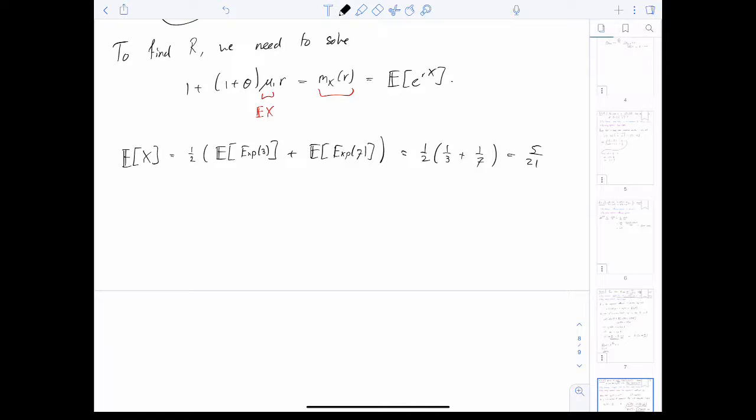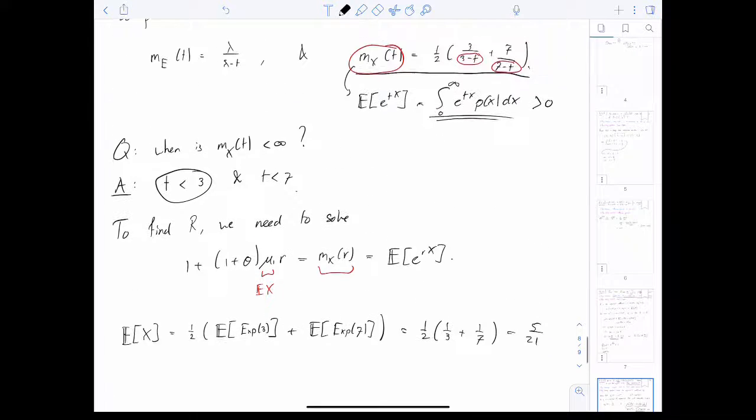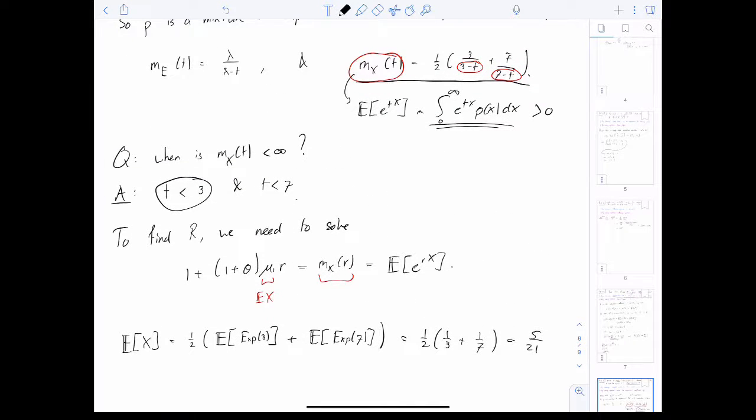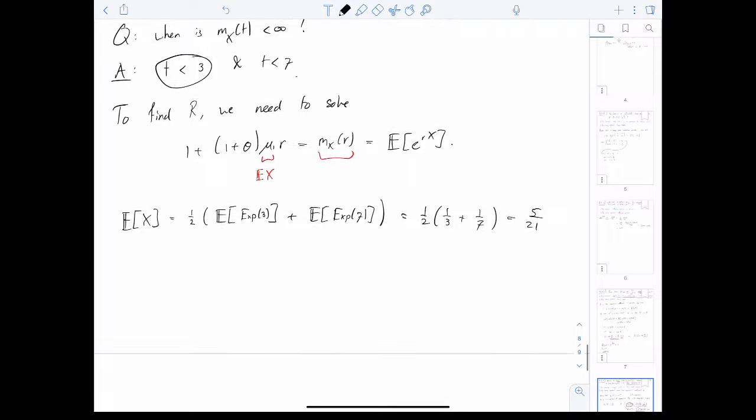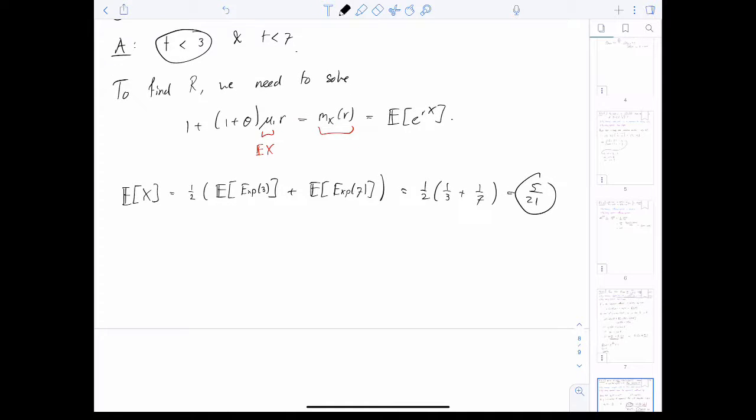Now this is one way. One other way, if we had realized what we had done right here, this is the moment generating function, so we could have just taken the derivative with respect to t and plugged in 0. T is 0. This would have given us the same answer here for the expectation. In any case, we now have all the ingredients to solve for r.